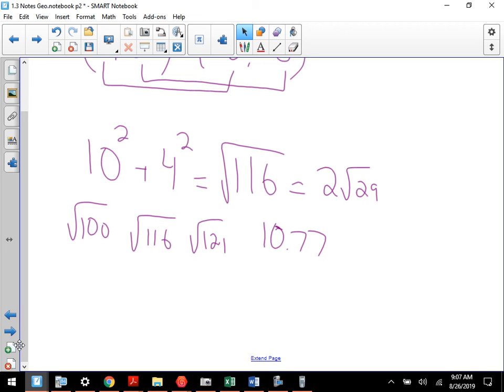So this evening, I have for us some coordinate, we call it coordinate geometry practice.